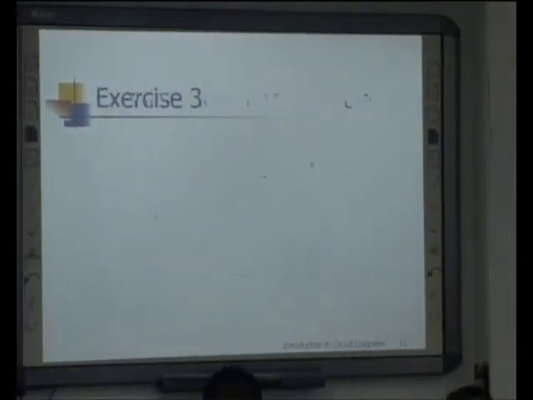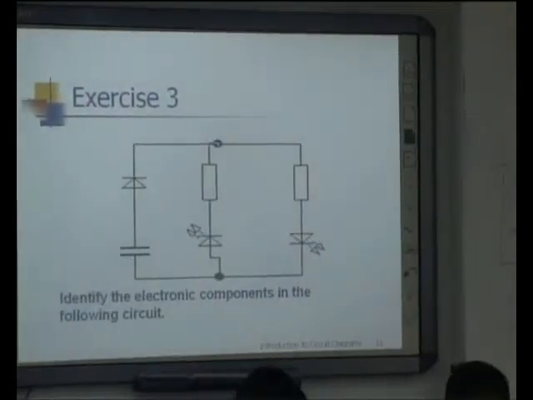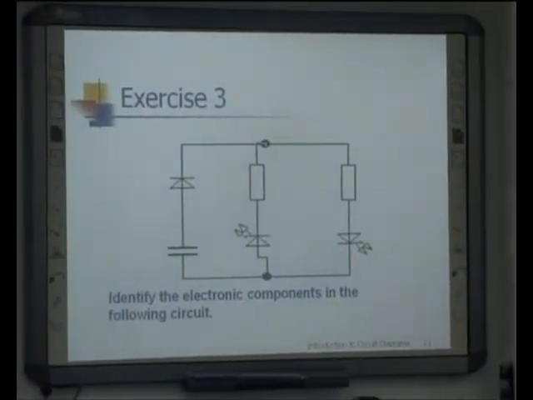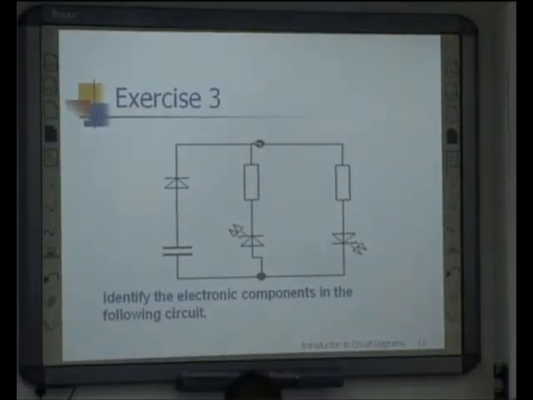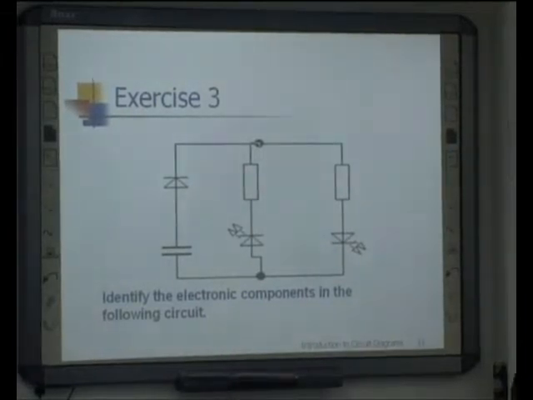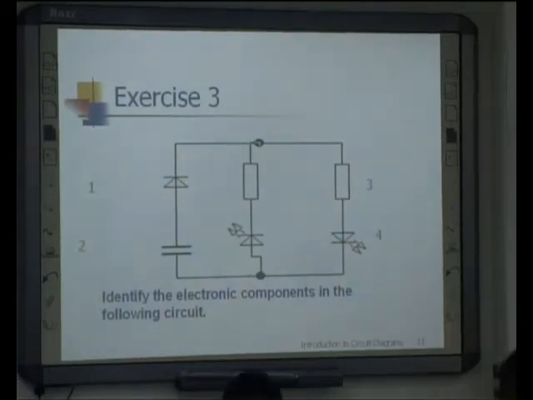Alright. We are here in exercise number 3. Who wants to read the questionnaire? Mark. Read. Identify the electronics components in this following circuit. Alright, so we have 1, 2, 3, and 4. Who wants to name number 1?